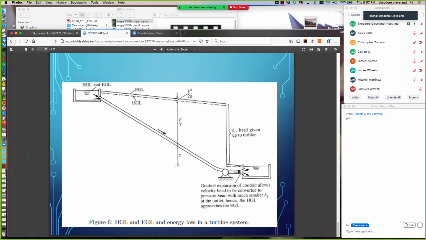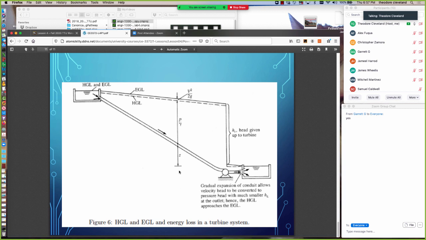And here the engineer has drawn the energy grade line as it moves toward the turbine. It can't be horizontal because there are frictional losses in the system, so it slopes downward. At fairly low velocity head, the hydraulic grade line is immediately below that, at a distance of v squared over 2g away from the energy grade line.